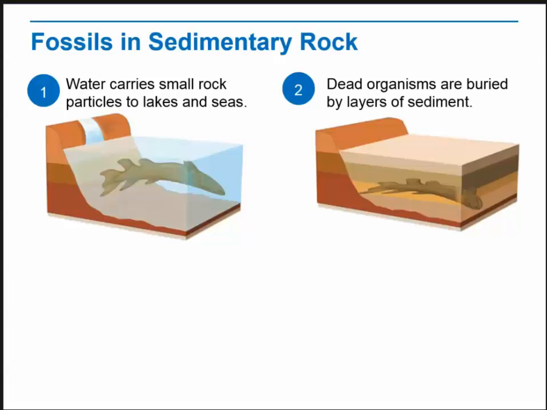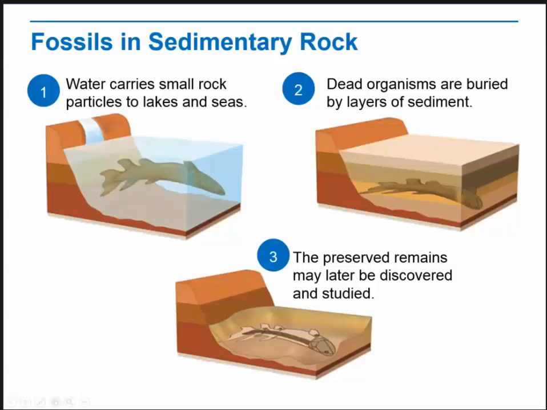As layers of sediment build up over time, the remains are buried deeper and deeper. Over many years, pressure gradually compresses the lower layers. This pressure, along with chemical activity, can turn the sediments into rock. So which body structures are most likely to become fossils, and why? Hard structures, such as shells, bones, or teeth, because hard structures are less susceptible to decay than soft tissues are.